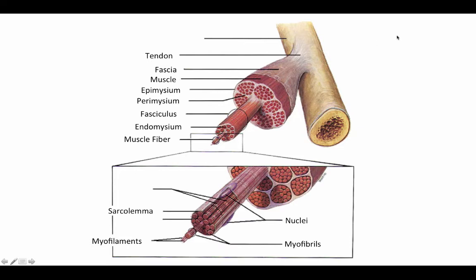So that tendon in turn fuses, it's continuous with this layer of connective tissue that surrounds the bone called the periosteum. All of these layers of connective tissue going all the way through from this endomysium surrounding individual muscle cells all the way through the periosteum is one continuous sheet of connective tissue.